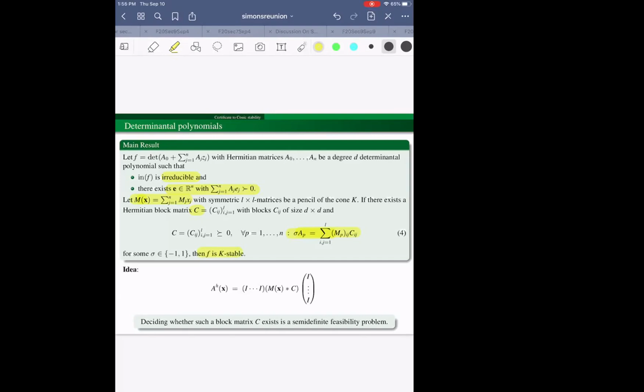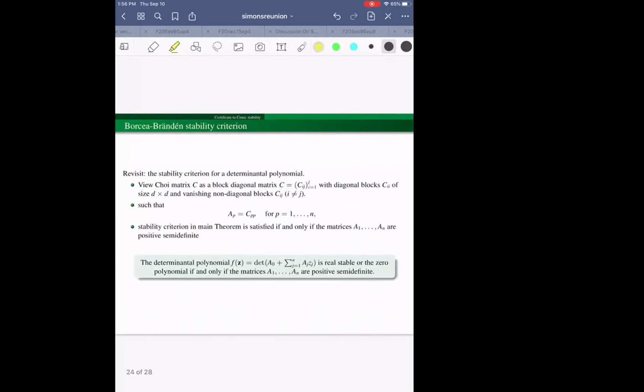This theorem is mainly based on the fact that we can always write the hyperbolicity cone associated with the initial F, which is denoted like this, in this form: a linear matrix pencil that can be written as the Hadamard product of Mx, which is the spectrahedral linear matrix pencil associated with the spectrahedral representation of the cone K, and the Choi matrix C. So now it turns out that we have to decide whether such a block matrix C exists or not, which is a semi-definite feasibility problem.